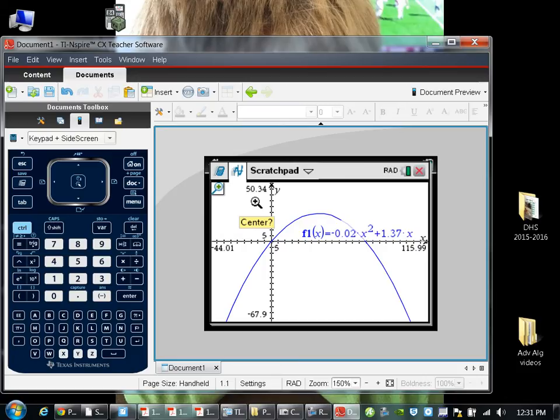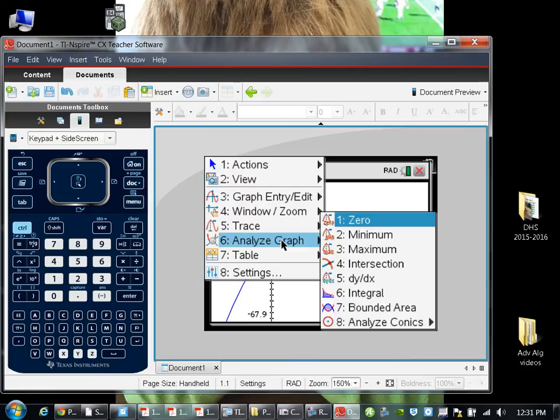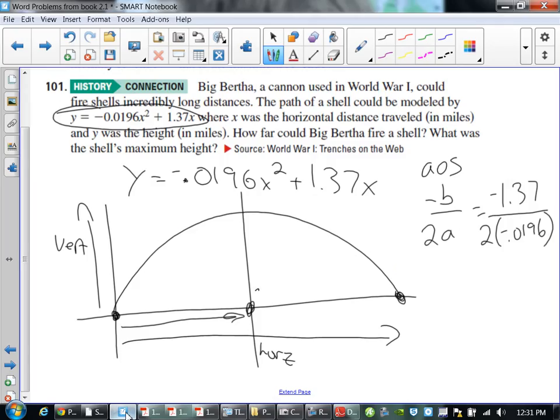Oh, okay. So what I'm doing here is I'm going to find that maximum. In order to do that, we just hit our menu, analyze graph, maximum. My lower bound, I'm going to put here. My upper bound, I'll put here. And it's giving me a maximum value about 34.9. So my x coordinate would be at about 34.9. So in my graph, this is 34.9.